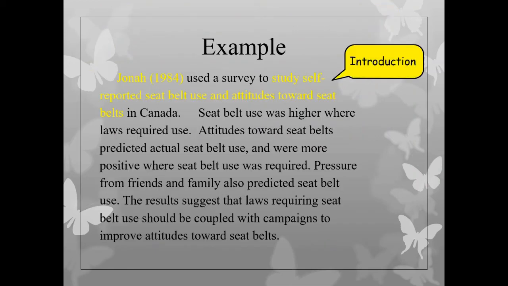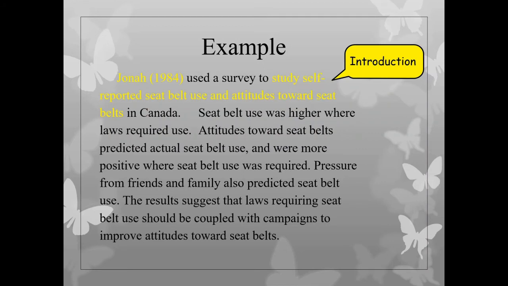So let's look at a few examples. Here's an example of one article review. Jonah, 1984, used a survey to study self-reported seatbelt use and attitudes towards seatbelts in Canada. Seatbelt use was higher where laws required use.